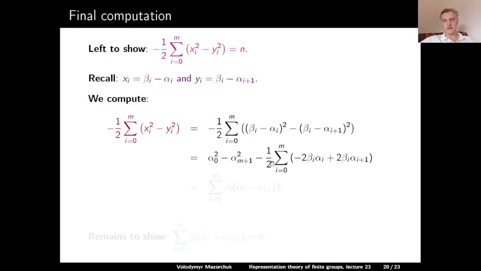And what remains is minus 1/2 of the sum over all i from 0 to m. From here we will have minus 2 times beta i alpha i, and from here we will have plus 2 beta i times alpha i plus 1. And this gives us the sum over all i from 1 to m, beta i times alpha i minus alpha i plus 1. This is because beta 0 is 0. So this is the expression, and we need to show that this expression is equal to n. And then we just need to look at the picture.